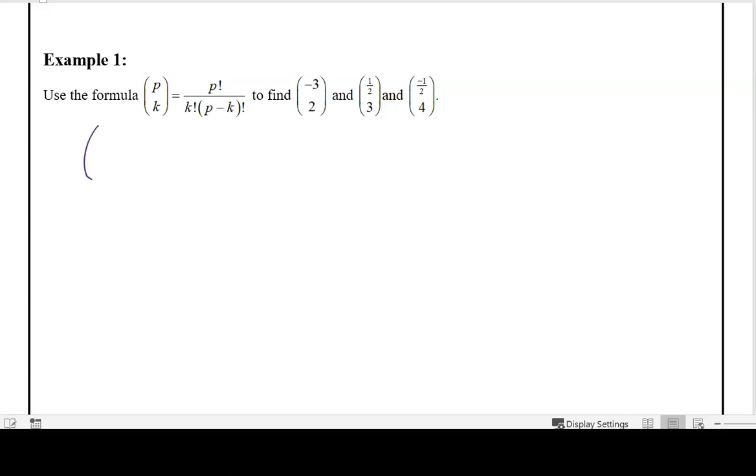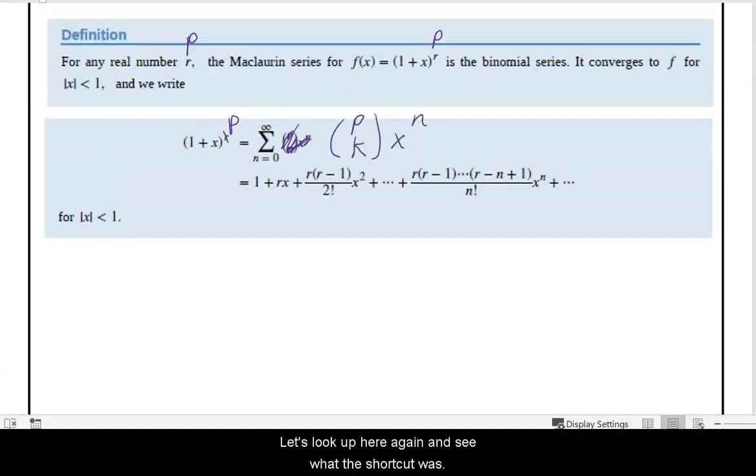If I want to find -3 choose 2, I will need to write it down using the formula. Now, if I'm going to do that, the numerator, of course, is p factorial over k factorial, p minus k factorial. There is a shortcut to this, however. Let's look up here again and see what the shortcut was. The shortcut, of course, is to start at whatever the value you're given, multiply by all the ones in front of it until you reach the upper value p minus the lower value k plus 1, and then stop.